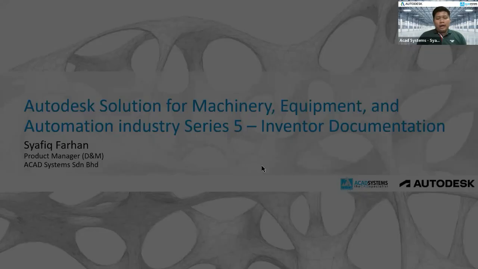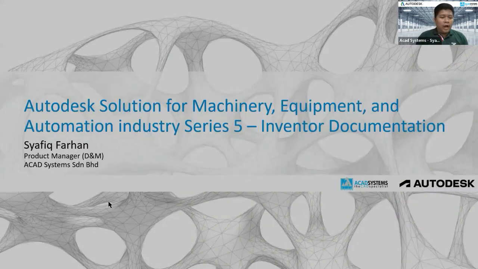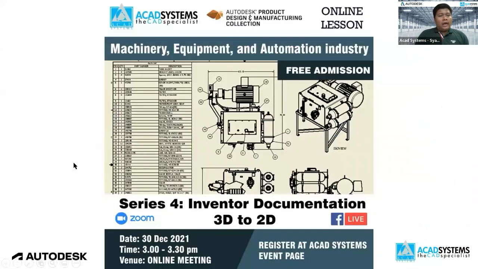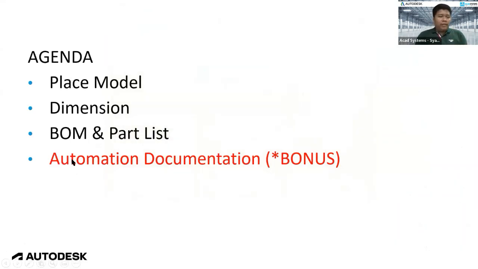Right, so let's start with our agenda. These are the topics that we will cover today. In Inventor documentation, we have a few of the most common things that we do. The first one is placing the model in the drawing. The second one is dimensioning. The third one is a bill of material, or in certain cases we want to create a table, which we call a parts list.